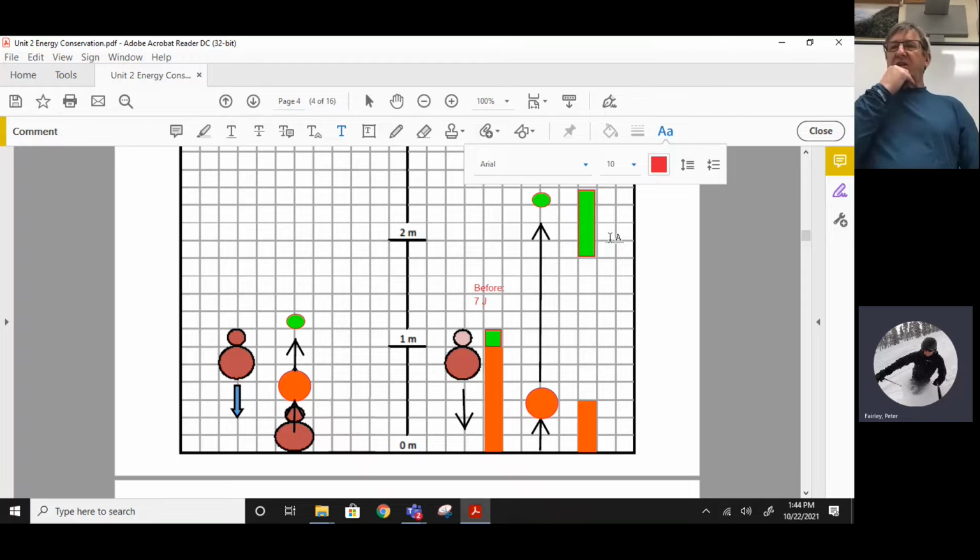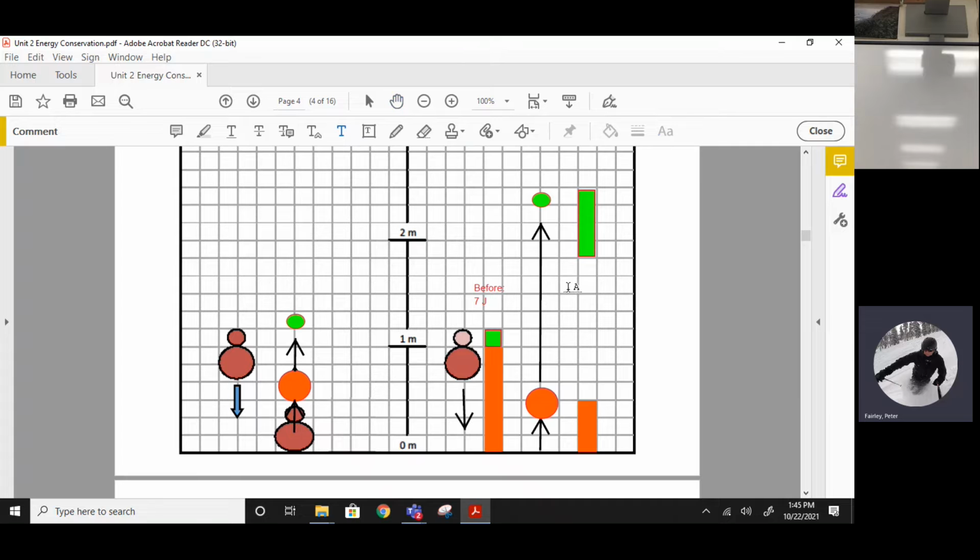Now let's do the math. What's the total energy in the system at the end? I do my after label here. What is my total energy in the system? Well, it seems to me that we had 3 for the basketball plus 4 for the tennis ball makes 7.